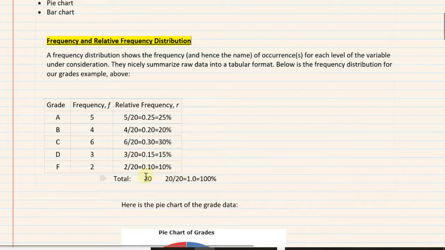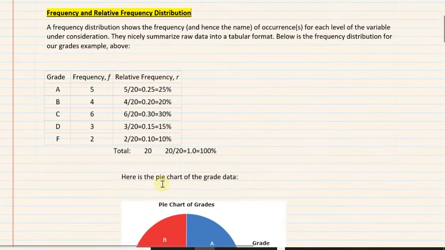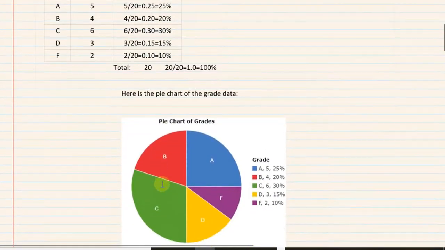Now, one thing you note here is that the sum of all of these percentages or decimals or fractions should add up to 1. As a fraction or decimal, they should add up to 1. And as a percent, they should add to 100%. Okay, and here I've done a pie chart.